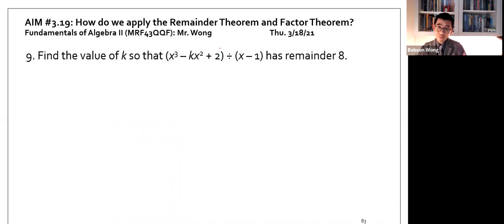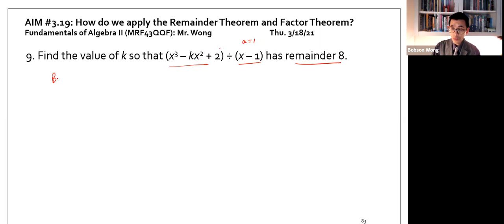Now, number 9 is a different type of problem. And at first glance, you may look at it and say, well, what does this have to do with the remainder theorem? But we see some key words here that tip us off that we're dealing with the remainder theorem. We have a polynomial divided by a binomial in the form x minus a. In this case, a is equal to 1. So we can write that down. The remainder is 8. Now, the remainder when we do that division is 8. That tells us that we can apply the remainder theorem.